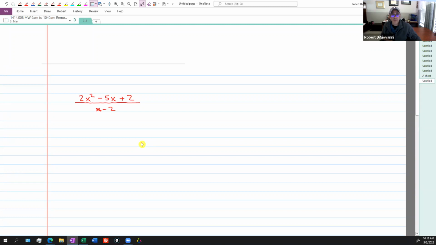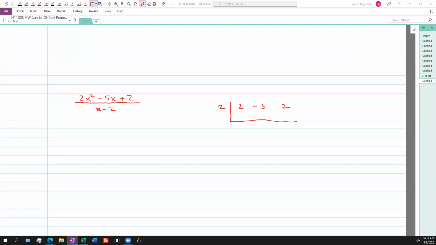I can use synthetic division because the bottom is linear. 2, -5, 2. Outside 2. Crank it out. I'll give you 30 seconds. I'm not going to do a poll. Just see what you can do in 30 seconds.